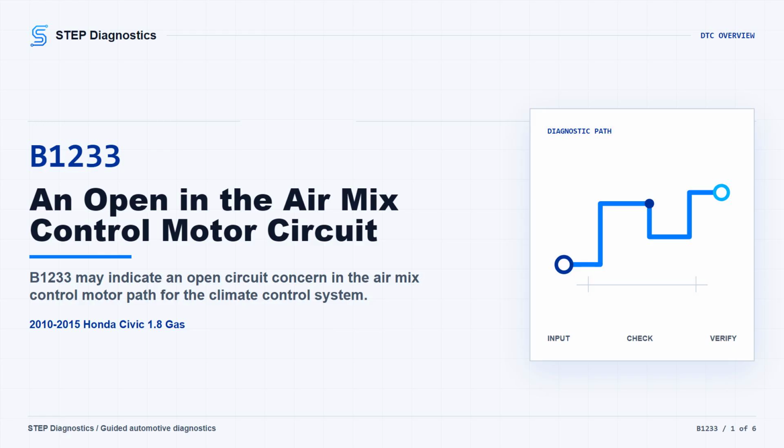The possible fault areas are the wiring and connectors between the climate control unit and the air mix control motor, the air mix control motor itself, or the control unit side of the circuit.